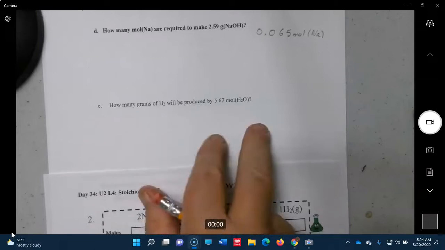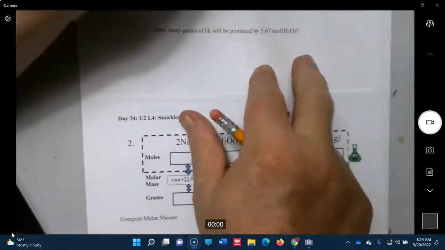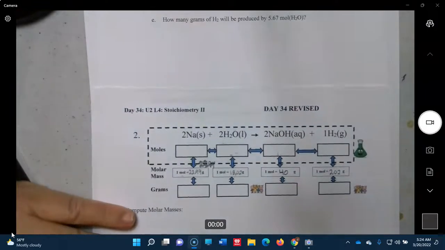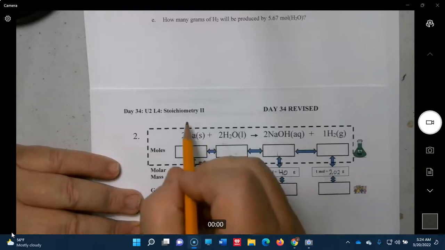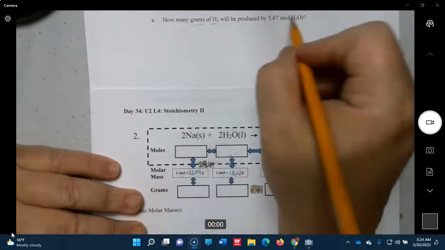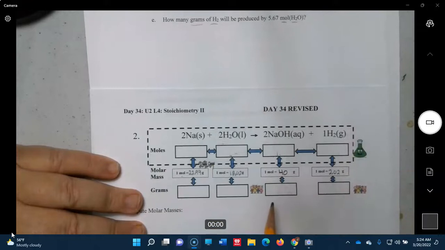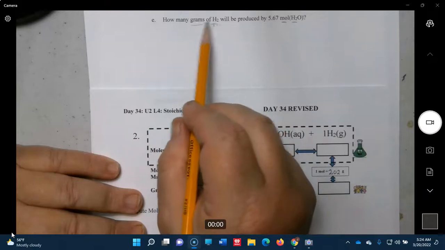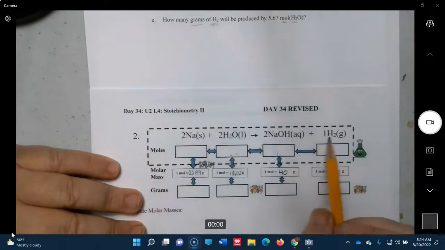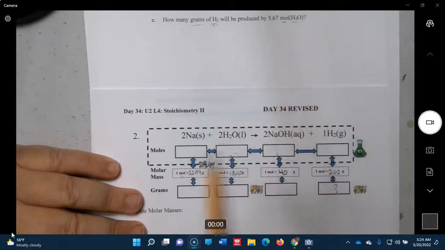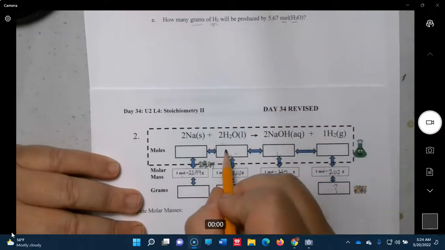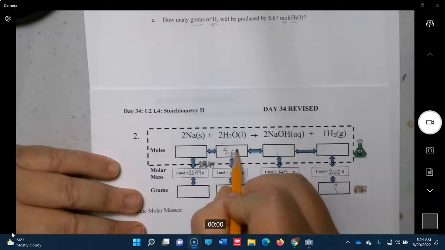Here is E. How many grams of H2 will be produced by 5.67 moles of H2O? So we're trying to find grams of H2. So here is the grams row, and here's H2. That's the question mark. And we're starting with moles of H2O. Moles row, H2O. That's the 5.67.